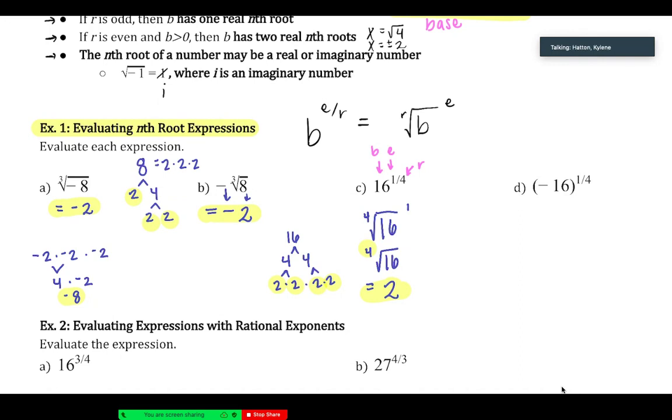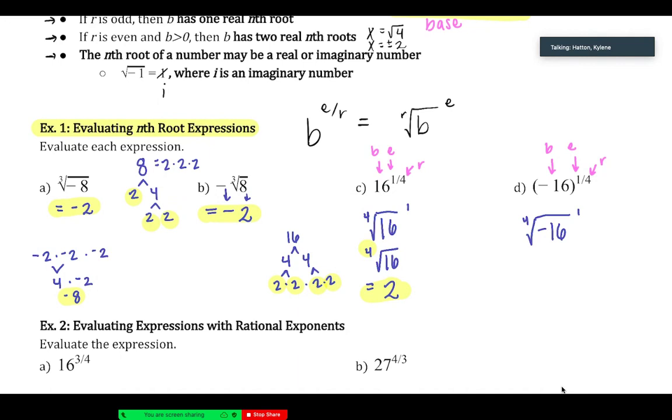And then for D, so negative 16 raised to the 1/4 power. Same thing here, the rational exponent, the fraction exponent, is confusing, so we want to change it to radical form. In this case, the negative 16 is the b, and the negative has to be included because it's in parentheses. And then the numerator of the fraction, the 1, is the e, the 4 is the r. So if we change it to radical form, the negative 16 goes inside the radical, and then the 4 becomes my root, and the 1 becomes my exponent.